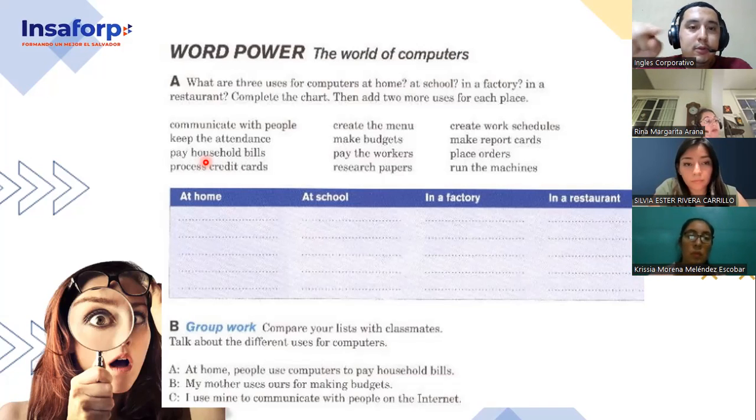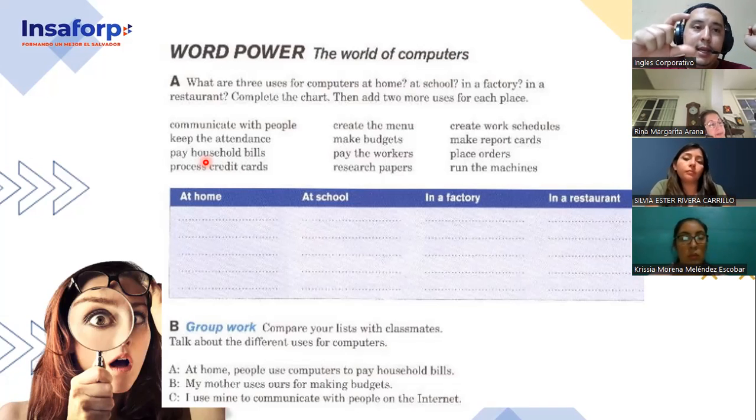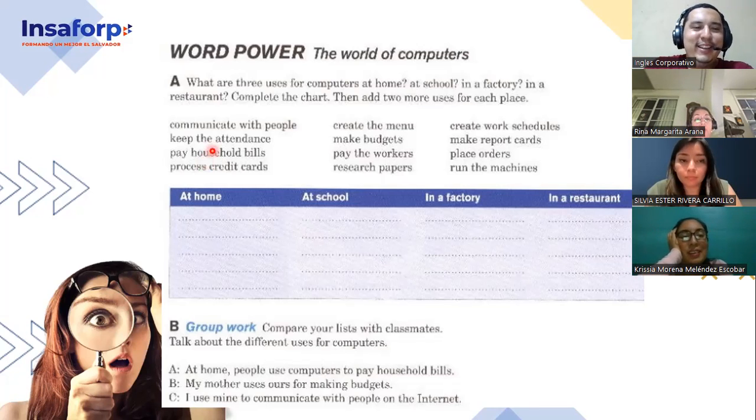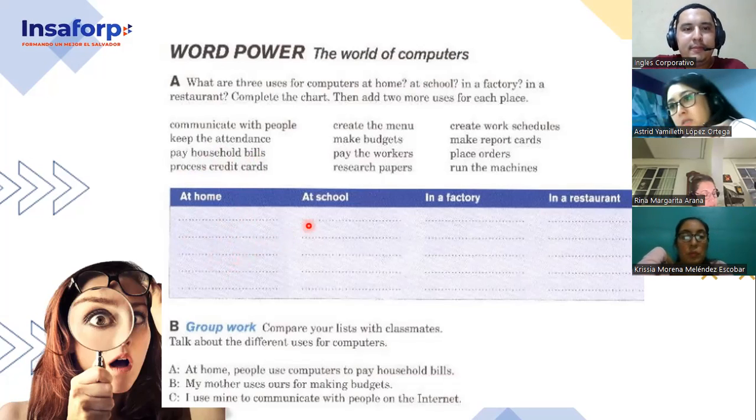But the household bills are the receipts that arrive at home every end of the month, like EO, Claro, ANDA, La Alcaldía, the child support. All of them might be called household bills. What else can we mention at home? My budgets. What else? Keep attention. Astrid, you were talking, right? Make budgets. Okay. Let's move to this column.